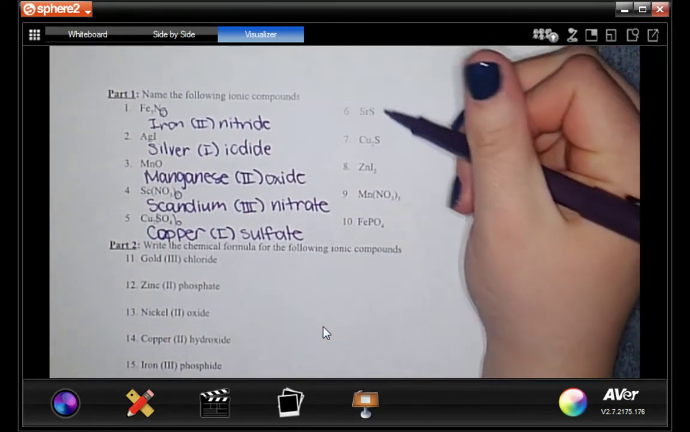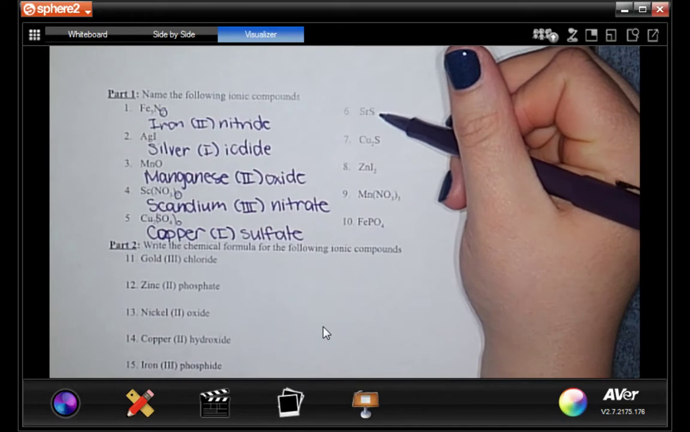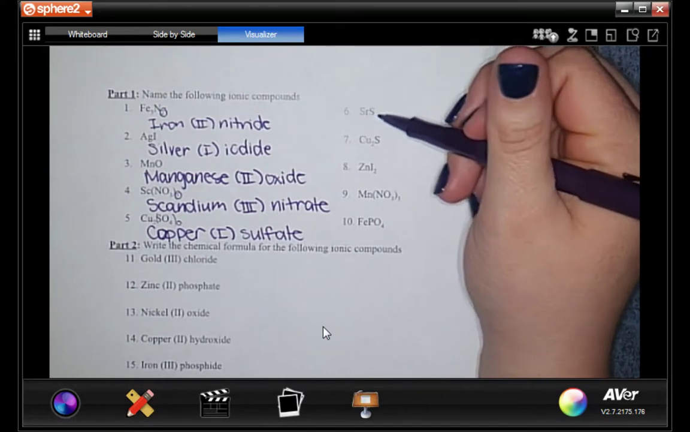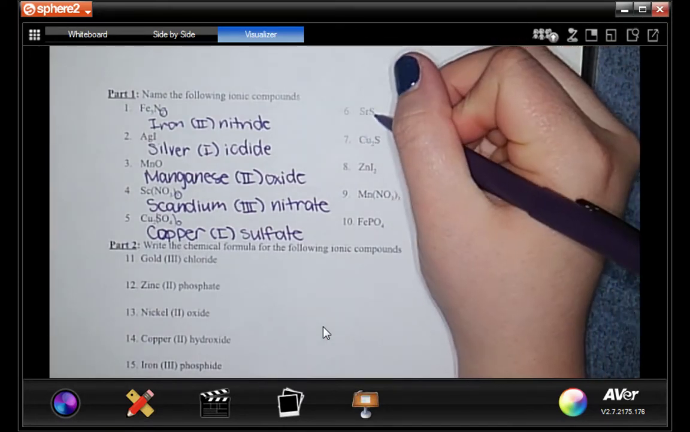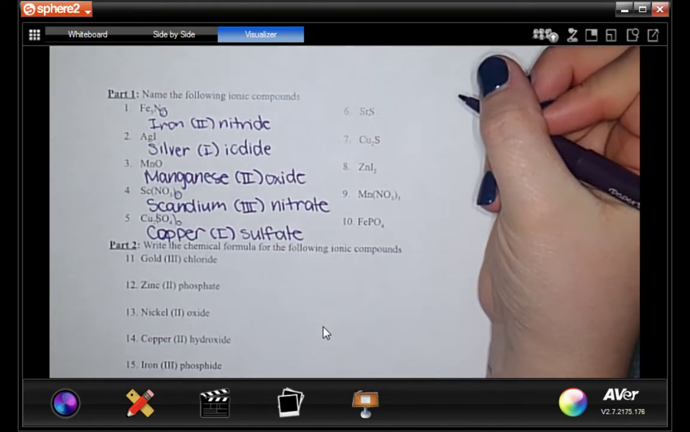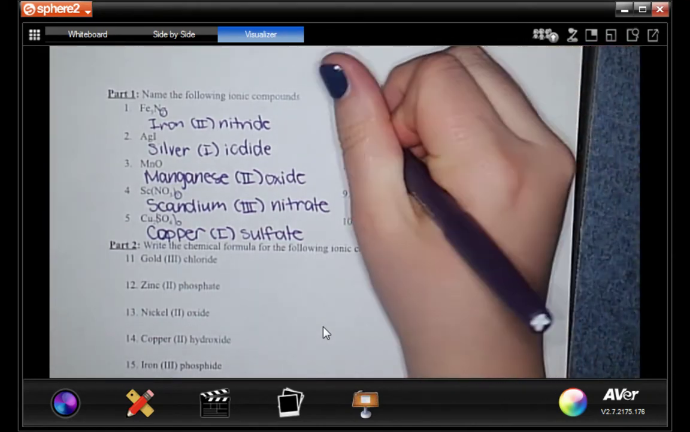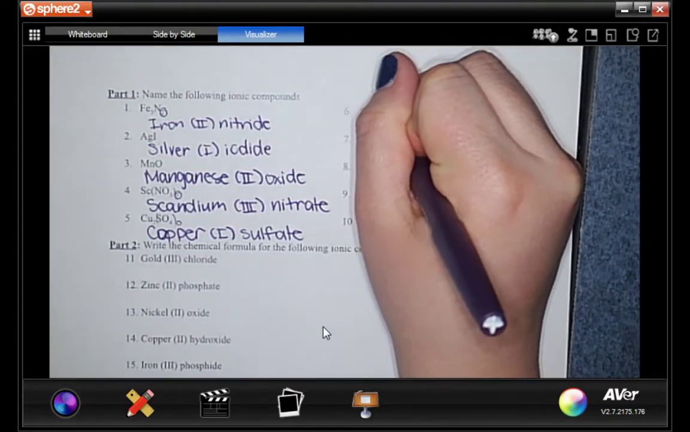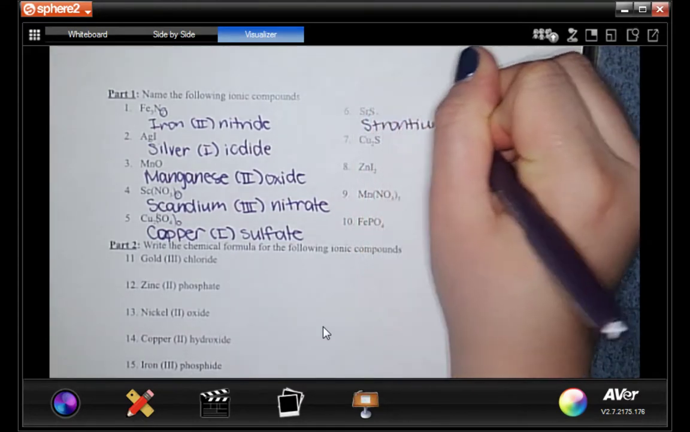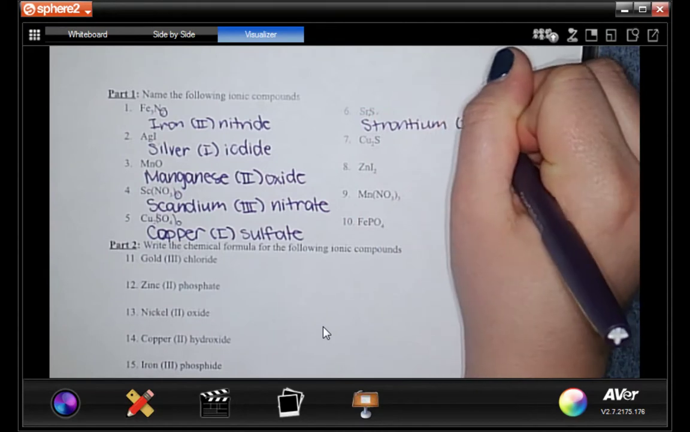So for number 6, this is strontium. Sulfur is in group 16, so it has a -2 charge. So since we do not see the subscripts here, we have to assume that this has been reduced, which it has been. So the answer for this one is going to be strontium 2 sulfide.